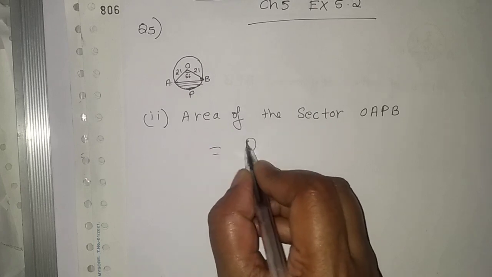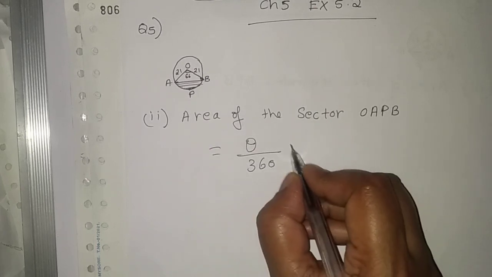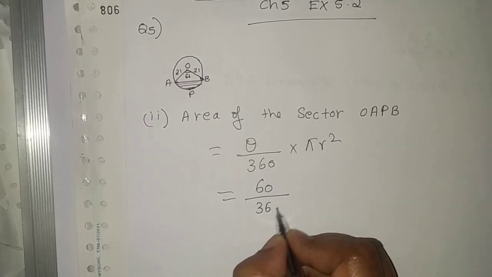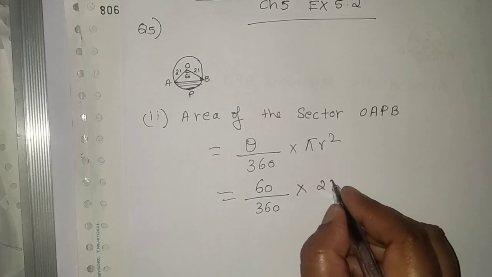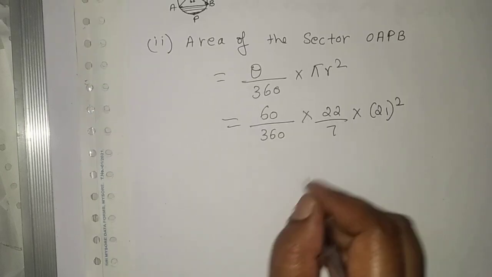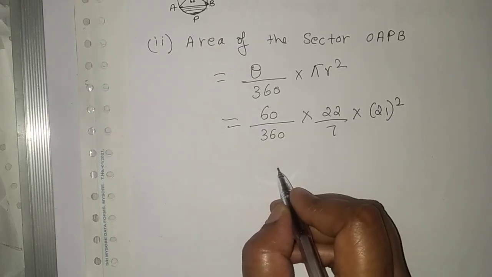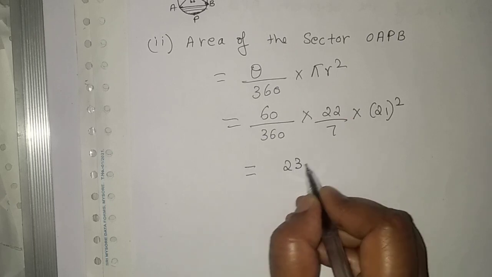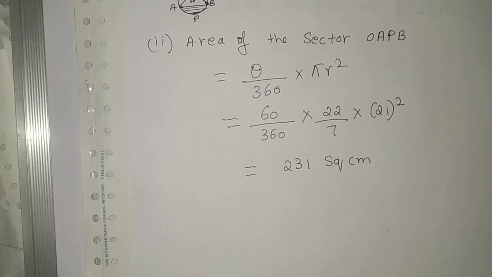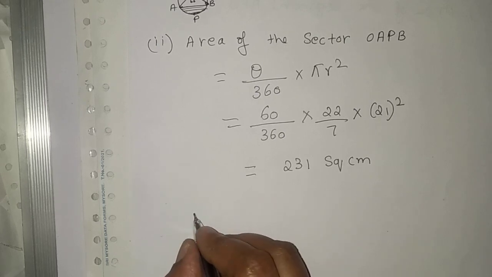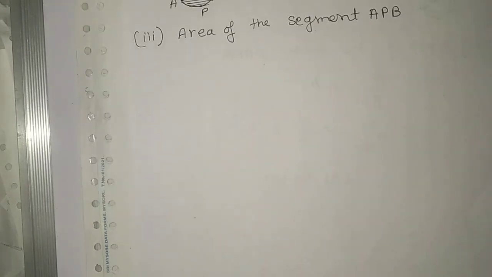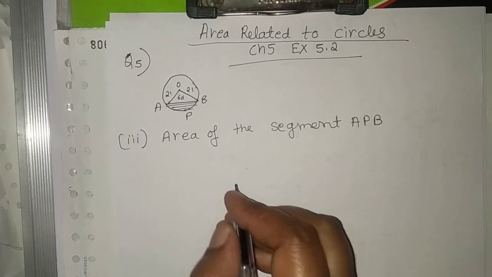So for this we have the formula as we know, theta by 360 into pi r square. So the 60 degrees by 360 degrees into pi is 22 by 7 into 21 square. Now simplify this. We'll get 231 square centimeters. So this is the second problem. Now we move on to the next one, that is the last part of the fifth question.